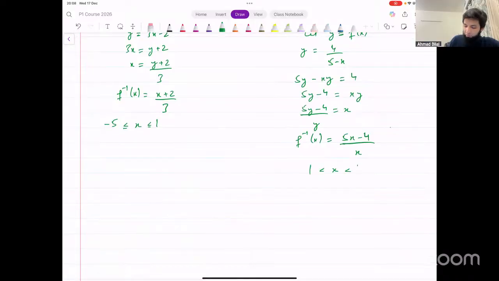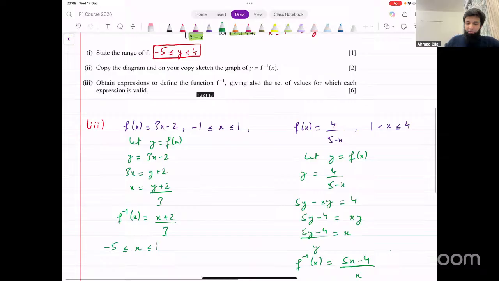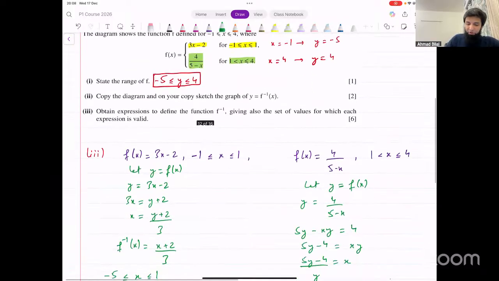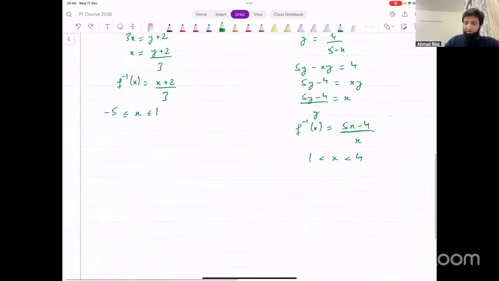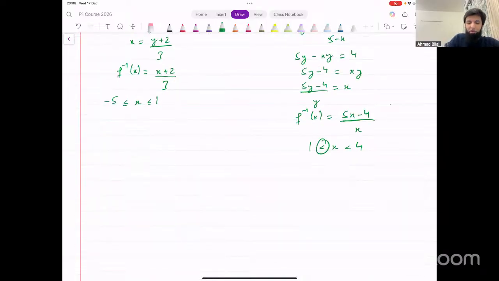1 to 4. Now, for the second part, 1 was not included. So the corresponding value here, 1, will also not be included. We will not put an equal to sign with that. With 4, however, we do put an equal to sign.